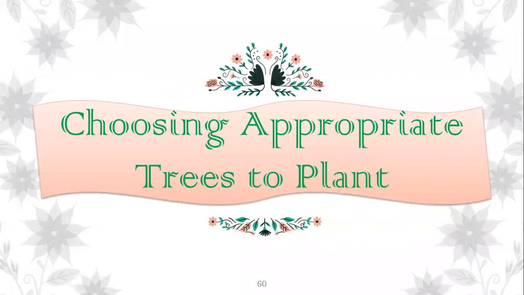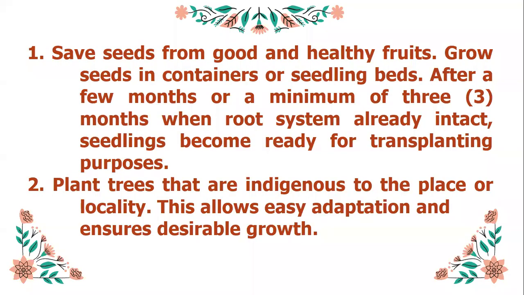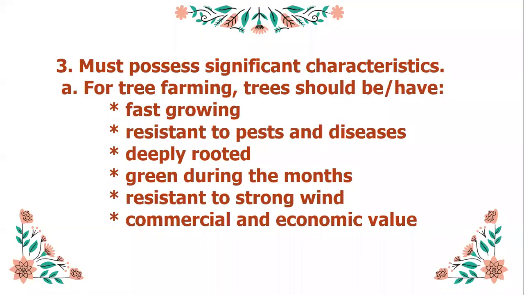Now you have to choose appropriate trees to plant. This is very important. 1. Save seed from good and healthy fruit. Grow seeds in containers or seedling beds. After a few months, or a minimum of 3 months, when the root system is already intact, seedlings become ready for transplanting purposes. 2. Plant trees that are indigenous to the place or locality. This allows easy adaptation and ensures desirable growth.